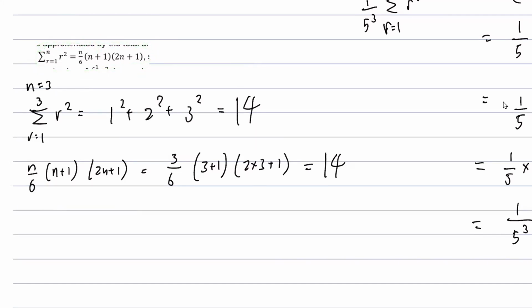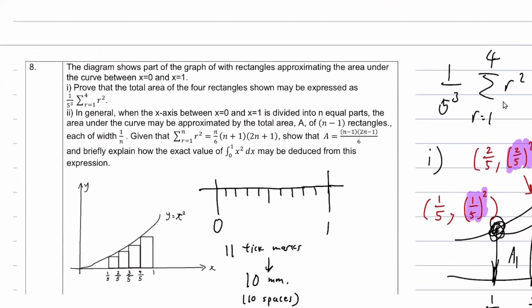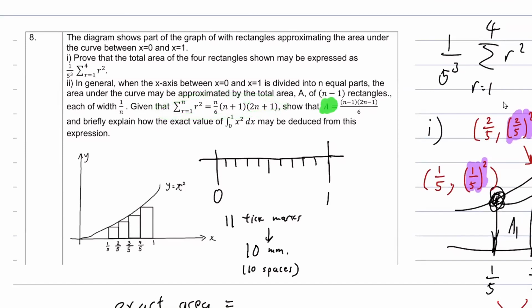Okay, go back to the question. Given that this formula is true, you want to show that A is equal to this, and briefly explain how the exact value of the integral from 0 to 1 of x squared dx may be deduced from this expression. How do you show that A equals n minus 1 times 2n minus 1? How do you do that?